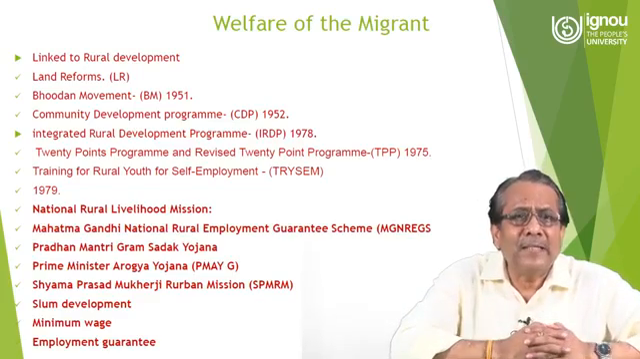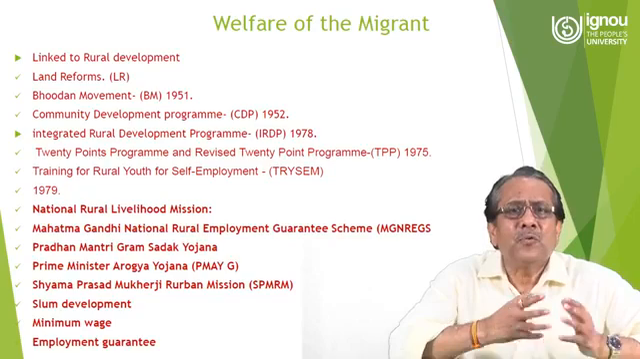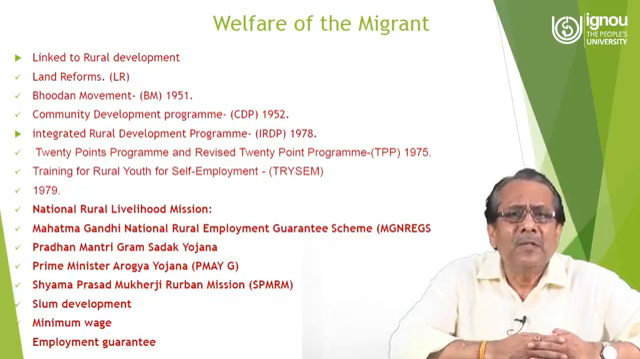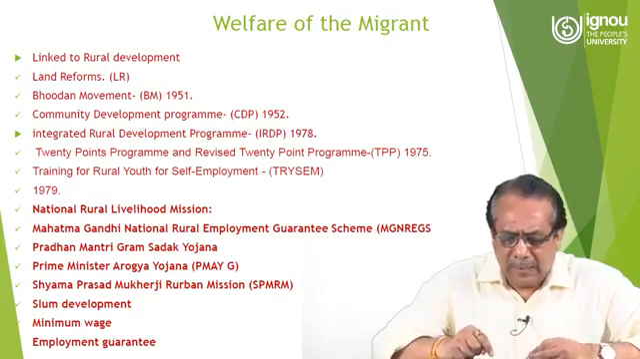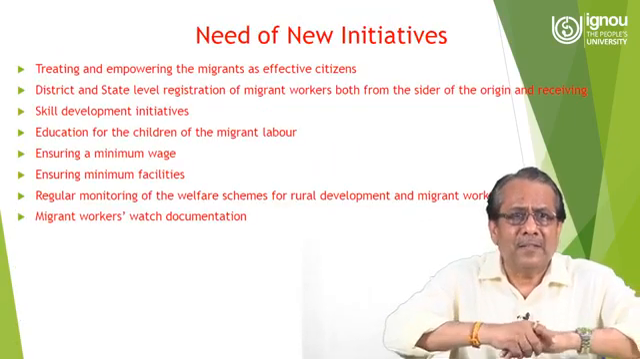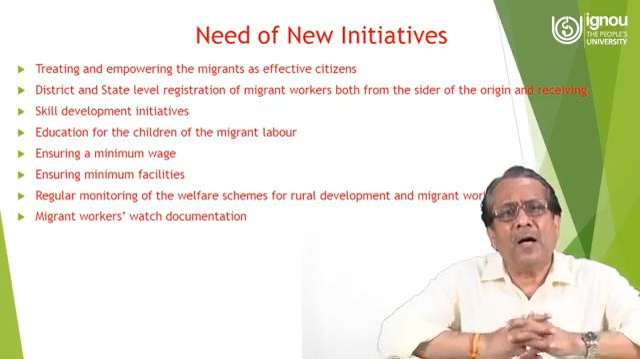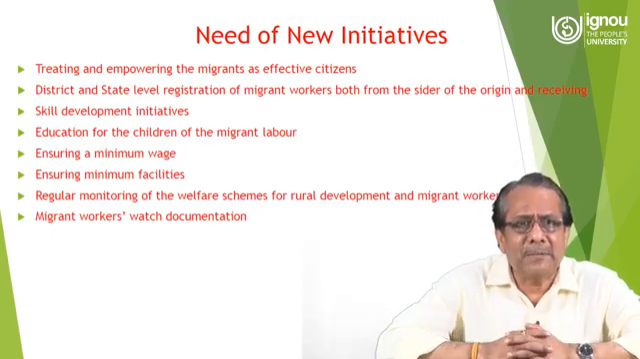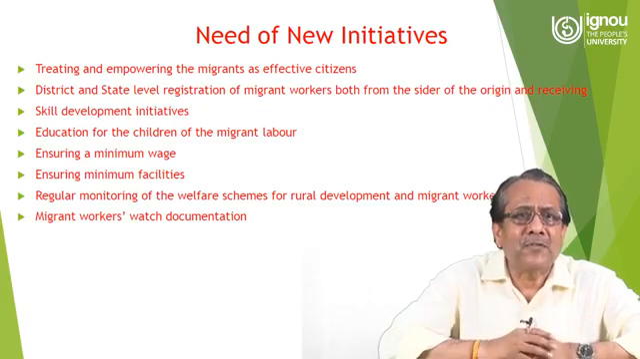Recently, we find that the Mahatma Gandhi National Rural Employment Guarantee Scheme has gained wider popularity in stopping the migration of rural people from rural to urban areas. But the migration still continues. So, here are some suggestions on how this migration can be stopped and how the migrant worker can be empowered in society.